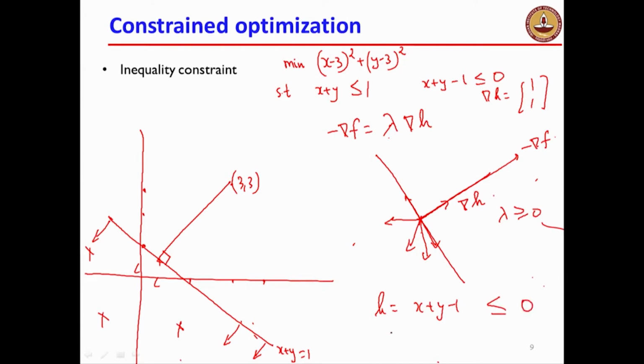So if I flip the sign of h, if I make h negative, then it gives me a totally different region, a totally different problem. I will go in the other direction. h has to be less than or equal to 0, h cannot become positive, because my constraint is written as x plus y minus 1 less than or equal to 0. So the sign of h is important over here, therefore the direction of grad h is also important. I cannot flip the direction of grad h.